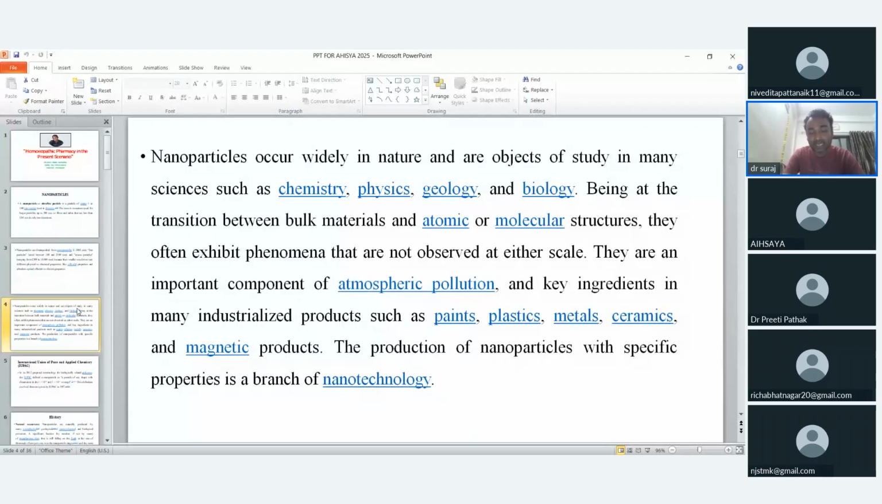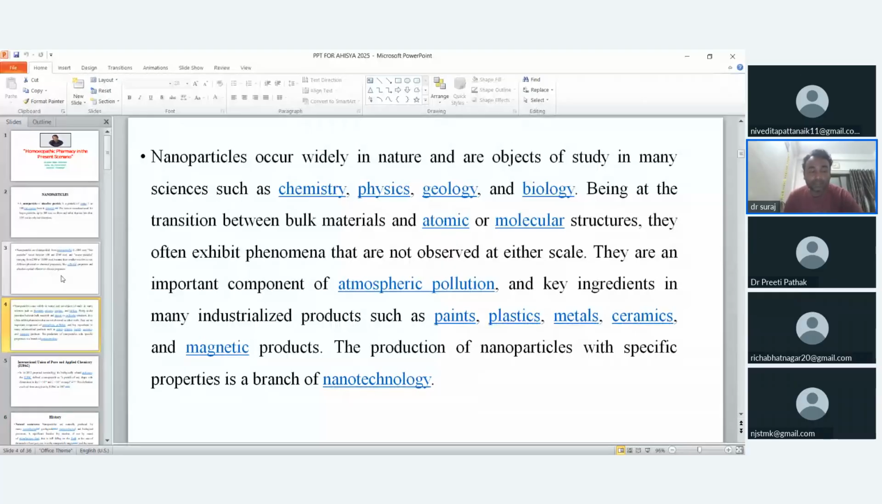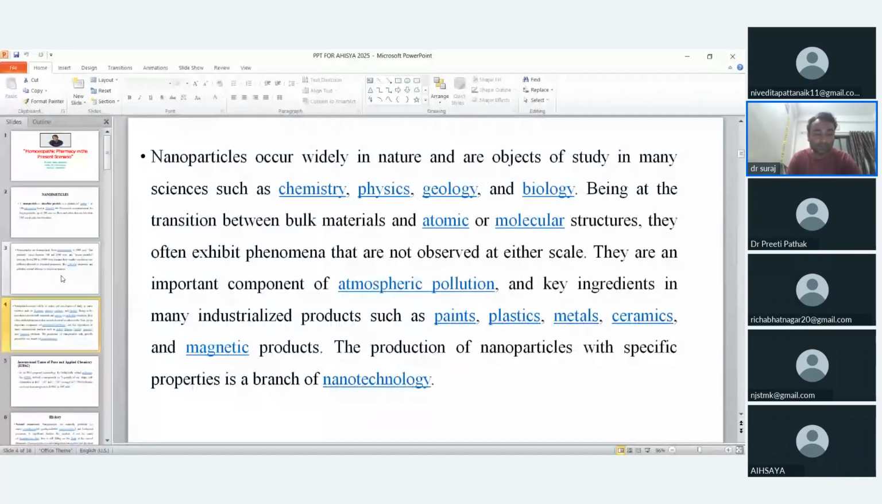What is the range? In nanometers, it lies in between, as we have studied in the previous slide, 1 to 100. Okay. And when we talk about micron, it lies between 0 to 1 micron. So this is the range of nanoparticles.